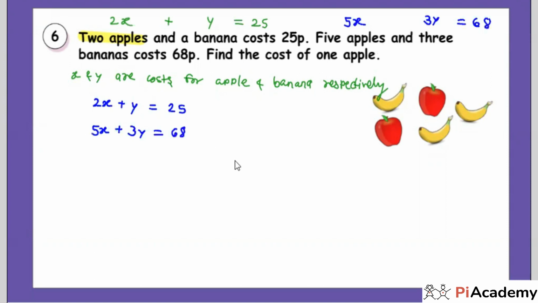Now see what you want. You want the cost of apple, right? So you want the value of x, right? You want the x. So I'll try to eliminate the y. It means if you want x, then try to remove the y, okay?